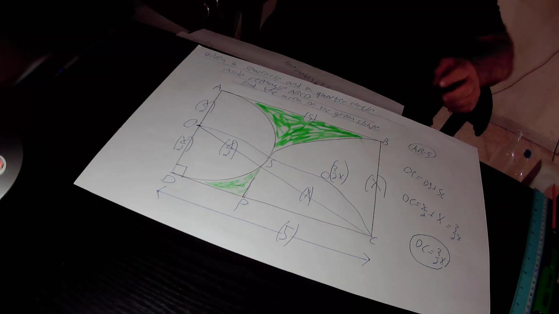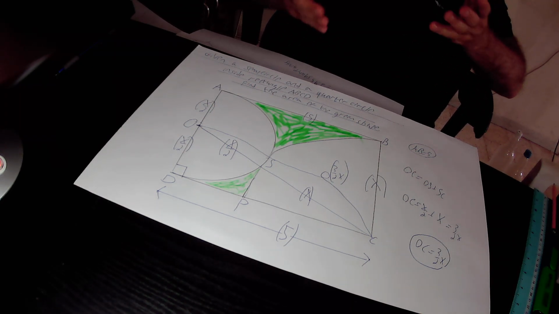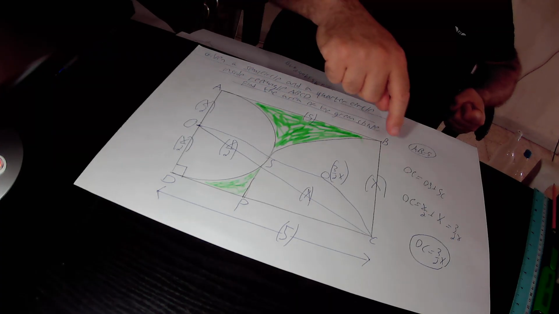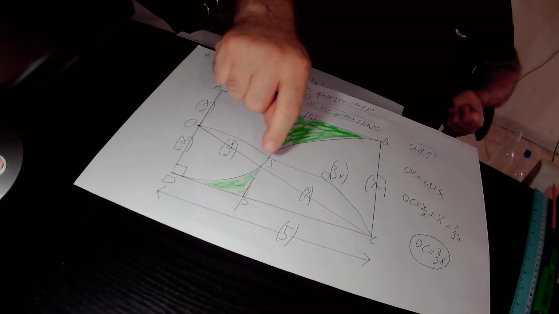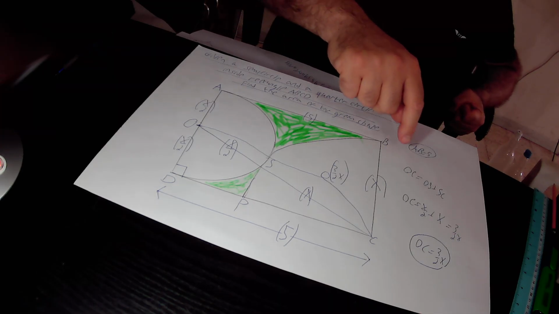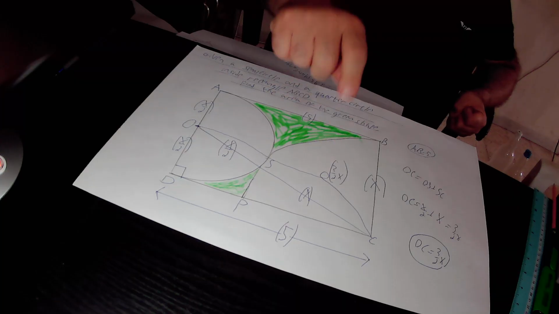Our mission is to find the area of this green shape. What is the area of the green shape? From the drawing it is very easy to see that the area of this green shape equals the area of rectangle ABCD minus the area of this semicircle minus the area of this quarter circle.